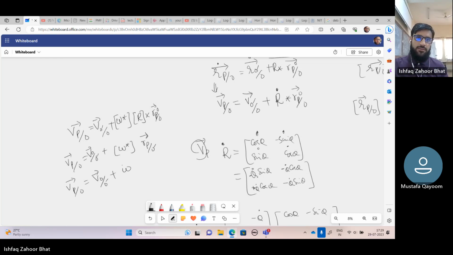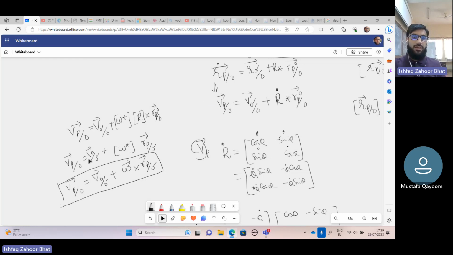You can verify this thing. What you can verify is that the skew symmetric matrix associated with omega, if you multiply it with this vector, this vector will have three components, and in 2D this has two components. This is a 2x2 matrix. You multiply these two, or you take the cross product of these two, and you will get the same answer.